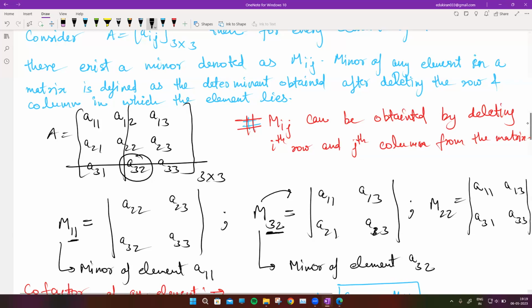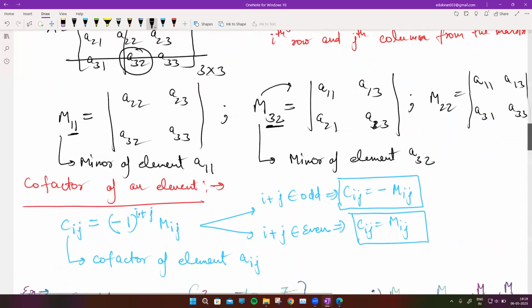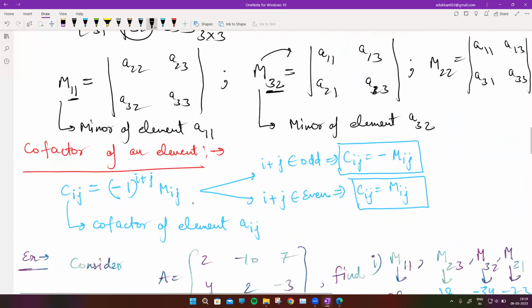And the cofactor was a simple explanation. Cofactor is -1 to the power i plus j into Mij. So whatever is the value of the minor, the cofactor will be either the same value or its negative times. How do we know? Just the sum of i plus j will tell us. If the sum of i plus j is odd, the cofactor will be minus times the minor. If the sum of i plus j is even, the cofactor will be the same as the minor, right?